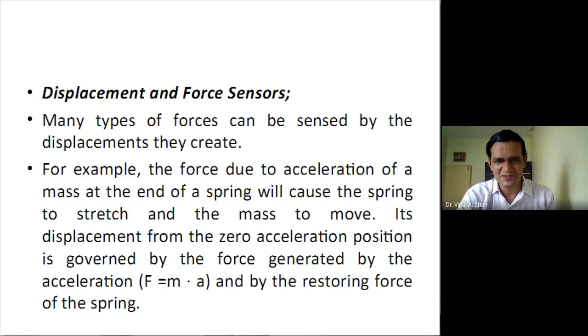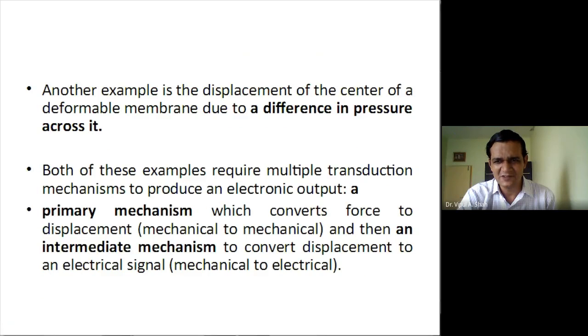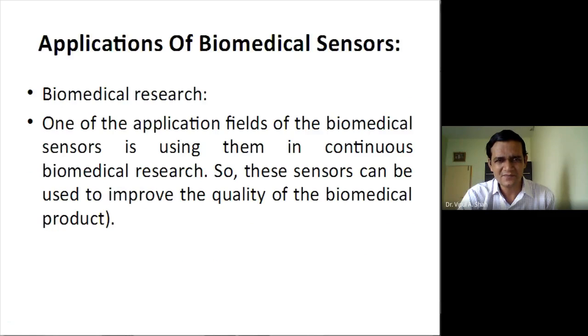Displacement and force measurement can be done through the LVDT, which is the linear variable differential transformer, or we can utilize strain gauges for measurement of displacement or force. Then force can be converted into the equivalent answer, that is M into A.